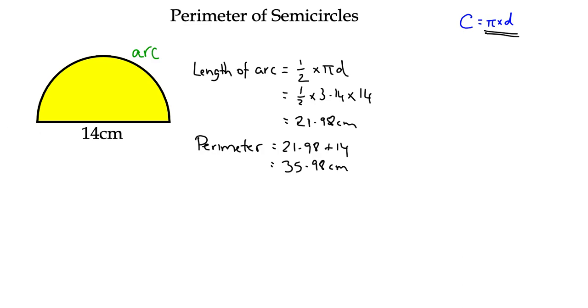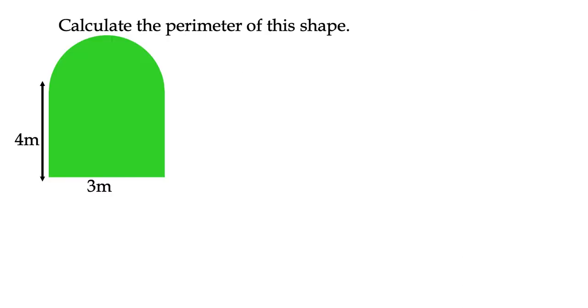Let's have a look at this other example here. Calculate the perimeter of this shape. We've effectively got a rectangle and a semicircle put together, and it's asked to calculate the perimeter of it. So let's count just how many numbers are in my perimeter. The rectangular part means that the base is 3. We've got 4 meters as a straight edge, which means that this is also 4 meters.